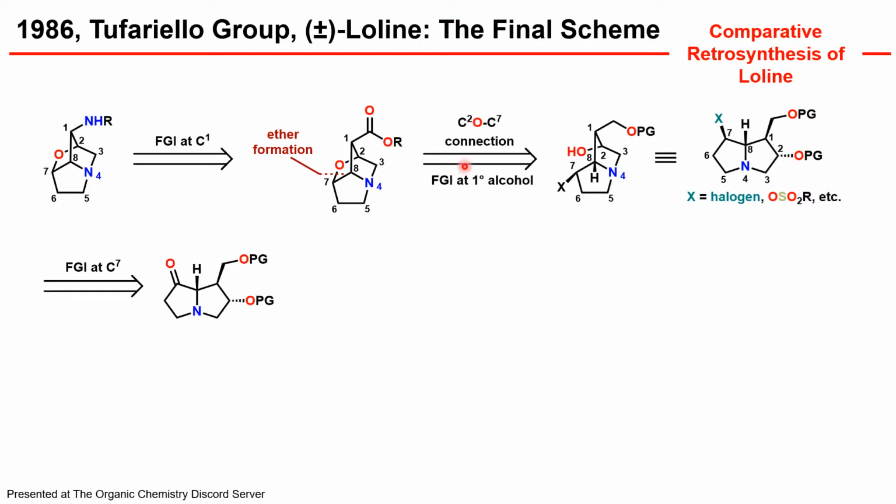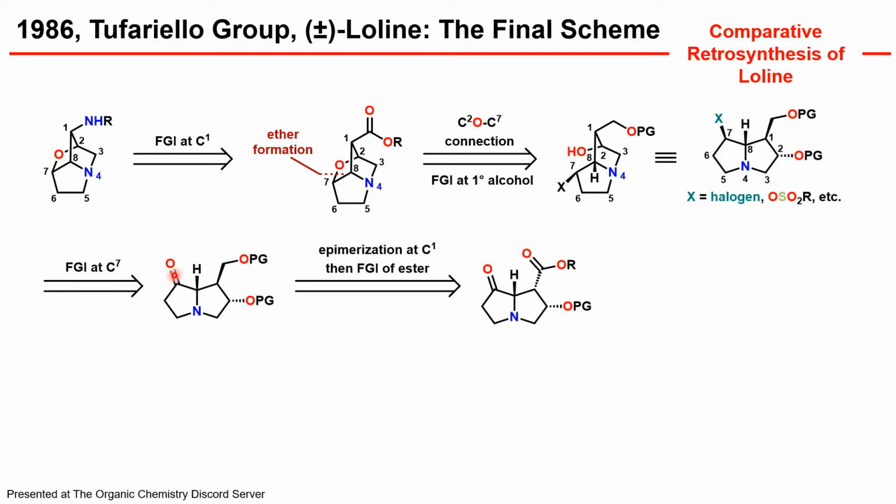Okay, and the next thing they do is, instead of imagining this as a halogen, in their implementation of the synthesis, they had it as an activated alcohol, I think. So then they turned it back to a ketone. I don't know why. I think they protected it. It made their protecting group scheme easier. But we're just focusing on the strategy here.